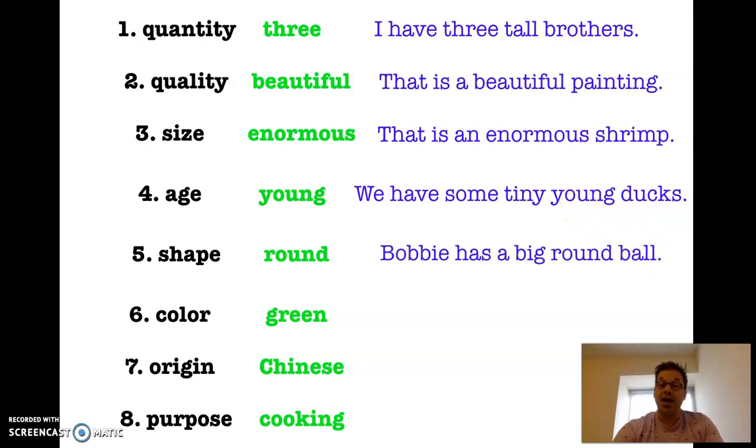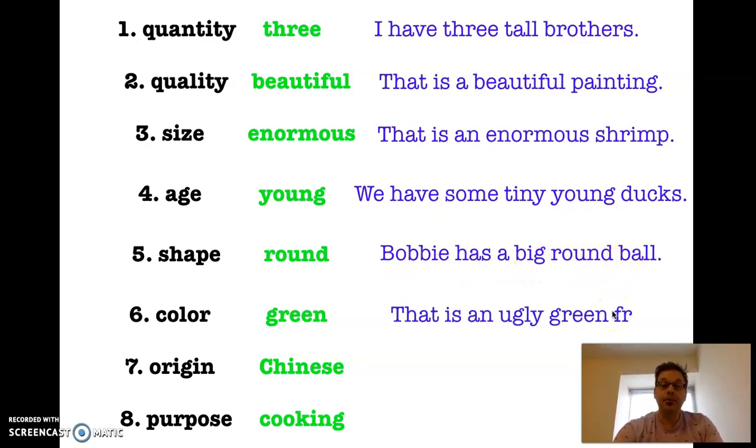Shape. Bobby has a big round ball. Okay. Here's the noun, ball, countable, singular. So we have the article a. Then we have the size, big, and the shape, round. So Bobby does not have a round big ball. Bobby has a big round ball.